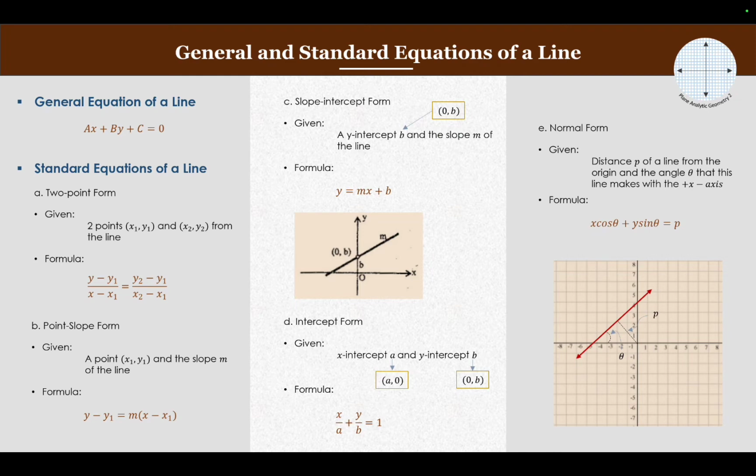So we have here 5 different forms to get the standard equation of a line. You can use one of these forms depending on the given. If the given are 2 points, then you can use the 2-point form. If the given values are 1 point and the slope of the line, then you can use the point-slope form, and so on.